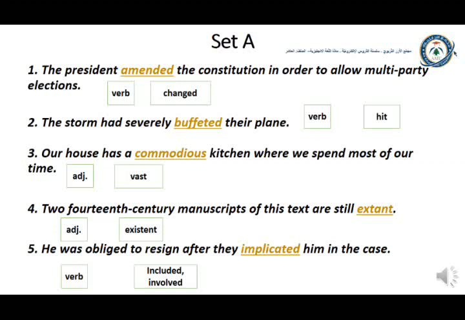5. He was obliged to resign after they implicated him in the case. What's the meaning of the word implicated? First, let's identify the part of speech of this word. Implicated is a verb used in the simple past tense. He was obliged to resign. Why? Because they implicated him in the case. He did not choose to be in the case. They implicated him. So they involved him in the case. Implicated means included or involved.